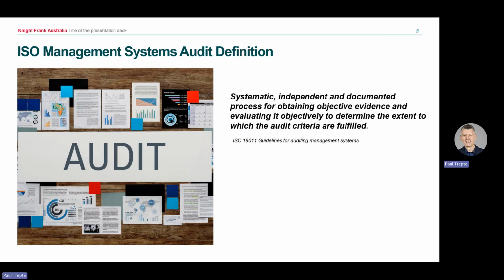ISO define a management systems audit as a systematic, independent, and documented process for obtaining objective evidence and evaluating it objectively to determine the extent to which the audit criteria has been met.